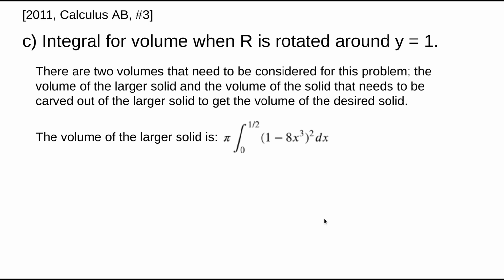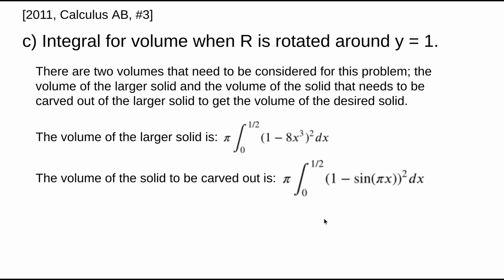Well, the larger solid without the cavity carved out can be found using pi times the integral from 0 to 1/2 of 1, which is our axis of revolution, minus the function further away from 1, which is 8x cubed, squared. We're basically finding a bunch of volumes of tiny little disks. All right, so that would get me the volume for the big solid, but then I also have to carve out a portion of this solid defined by 1 minus the shorter radius, the function that's closer to my axis of revolution, which is sine of pi x. So I have pi times the integral from 0 to 1/2 of 1 minus sine of pi x squared dx.